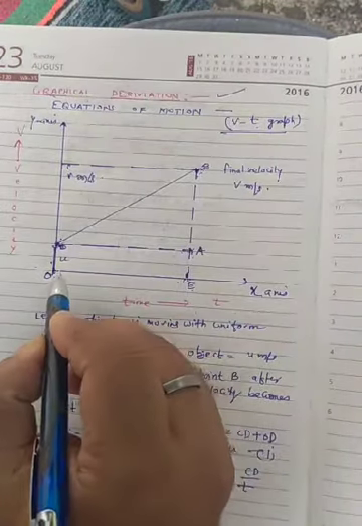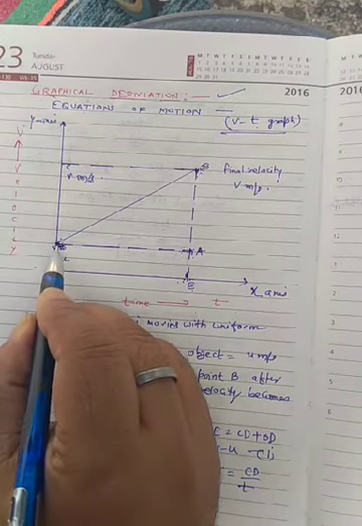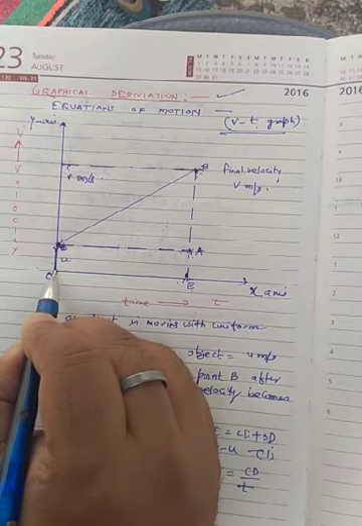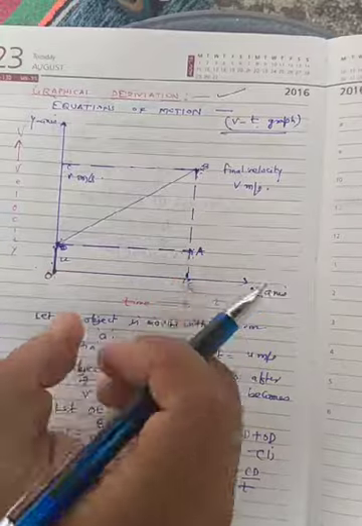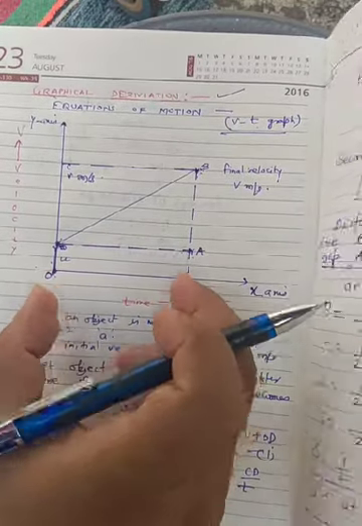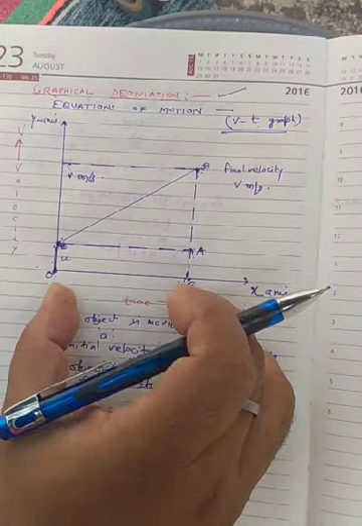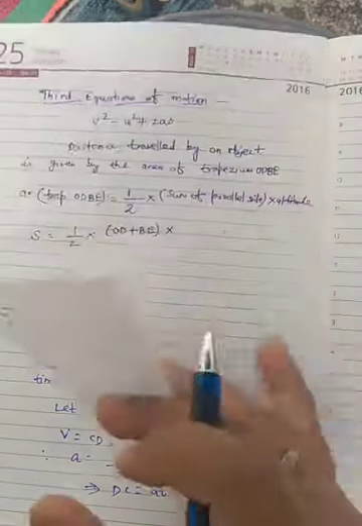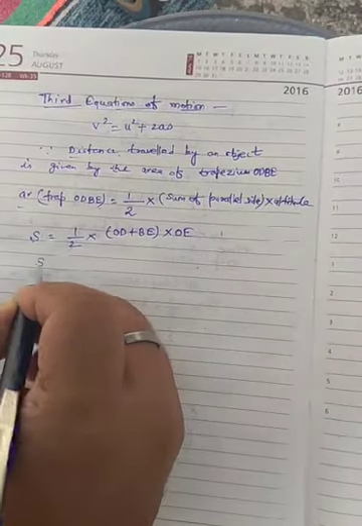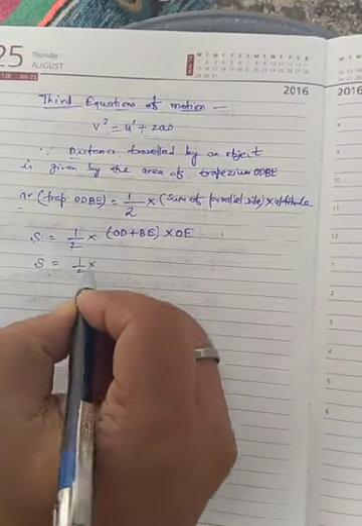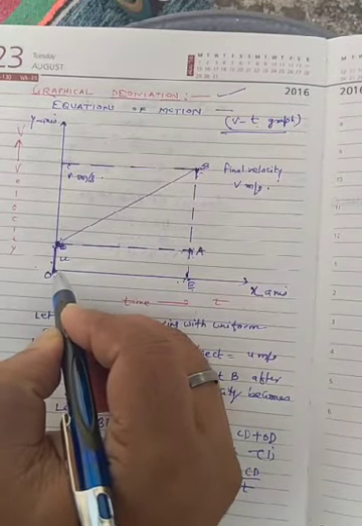What is altitude? Altitude means in trapezium the distance between parallel sides. So what is the distance between parallel sides? From here, this is the parallel side, this is the other parallel side. So this distance is the altitude in trapezium. So what is the altitude, what is the height? We will say OE. So I am writing here OE. So S equal to half into OD. What is OD, students? We will say U.